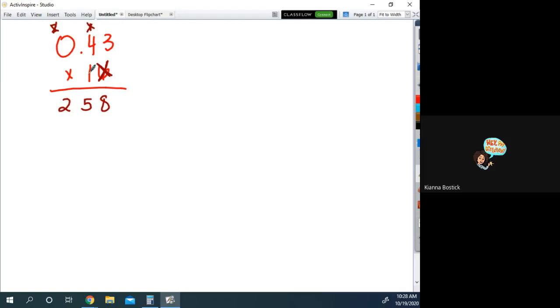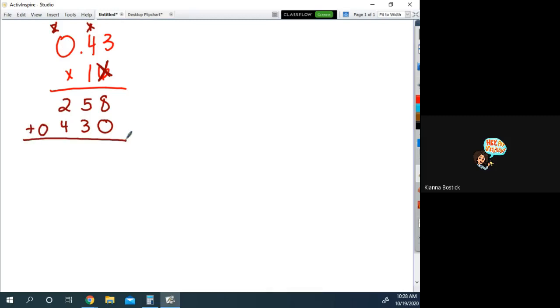So don't forget, when we multiply multi-digit by multi-digit numbers, we have to add a placeholder every time we move on to the next number. So since I'm moving on to the 1, I'm adding a placeholder. And I'm going to do 1 times 3, 1 times 4, which is 4, and 1 times 0, which is 0.